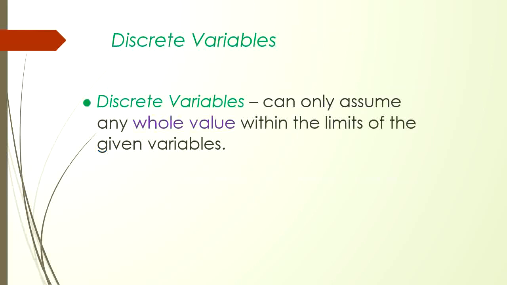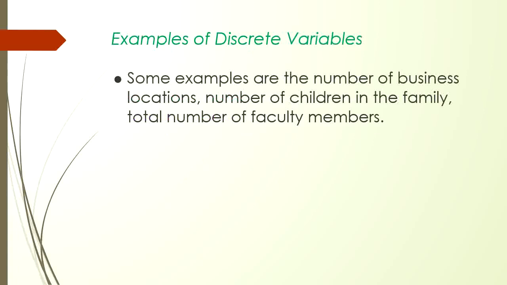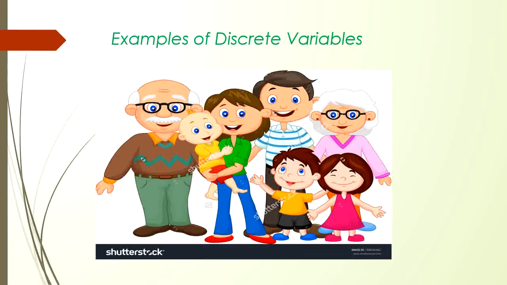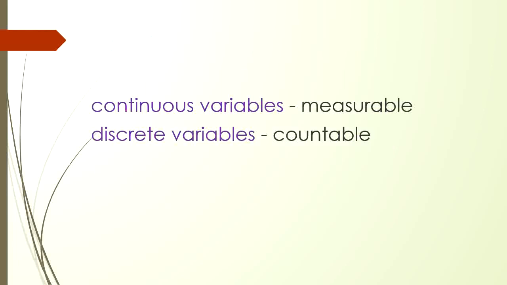Discrete variables can only assume whole values within the limits of the given variables. Some examples are the number of business locations, number of children in the family, total number of faculty members. Can you tell how many individuals comprise this family photo? That is correct. There are 7 members in all. Always remember that while continuous variables are measurable, discrete variables are countable.